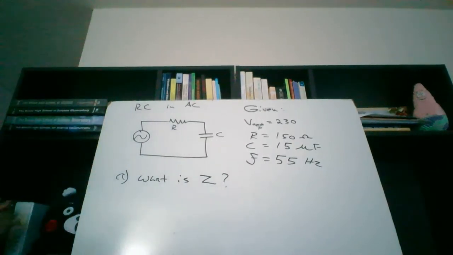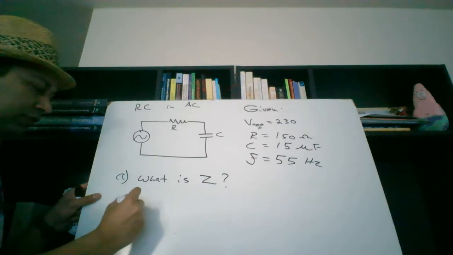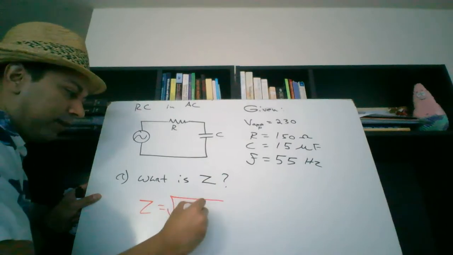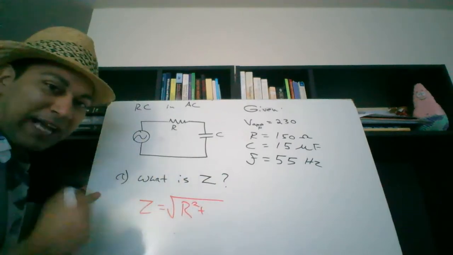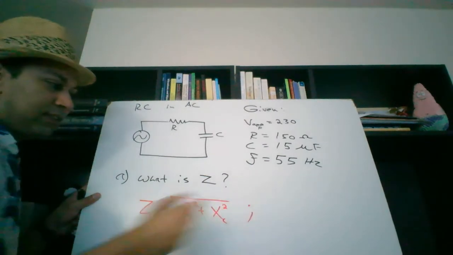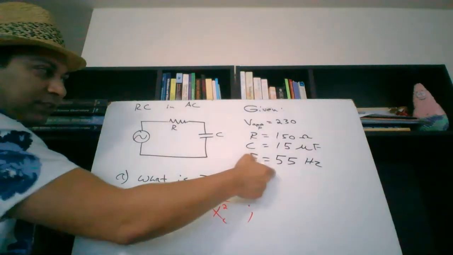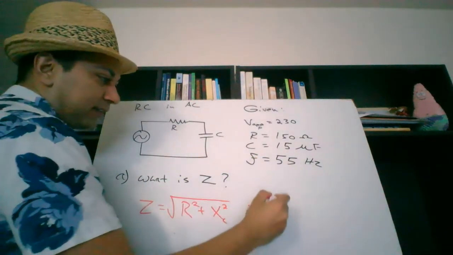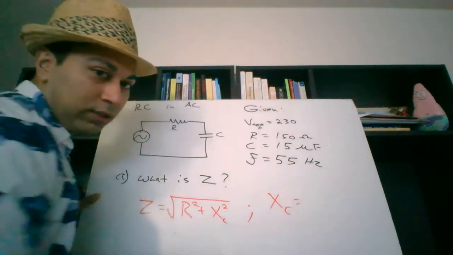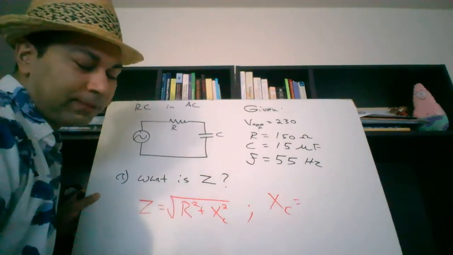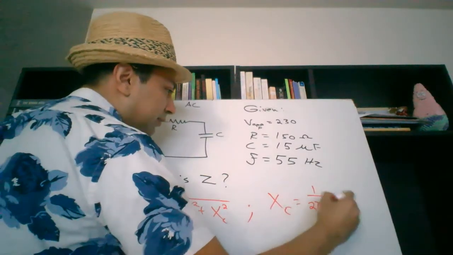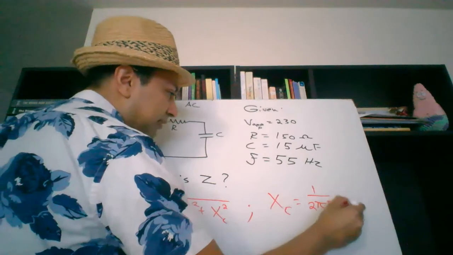So to find the impedance, we just use our equation Z equals the square root of R squared plus, in this case, the capacitive reactance squared. And so what is the capacitive reactance? Well, we are given the frequency, so we can find it. Xc is equal to 1 over omega times the capacitance, or we could write it as 1 over 2 pi times the frequency times the capacitance, C.